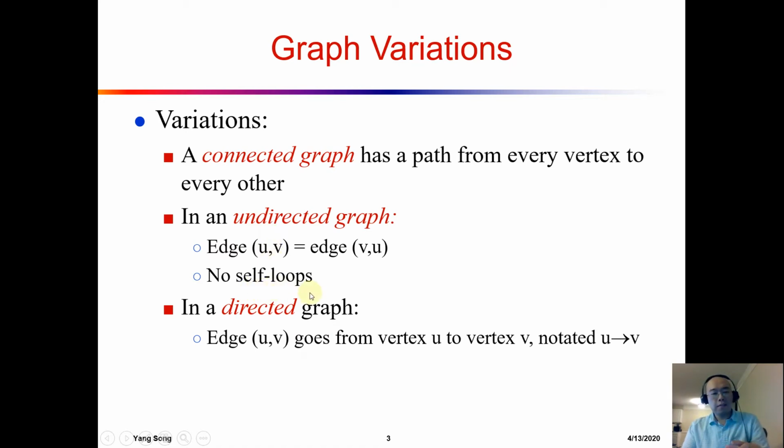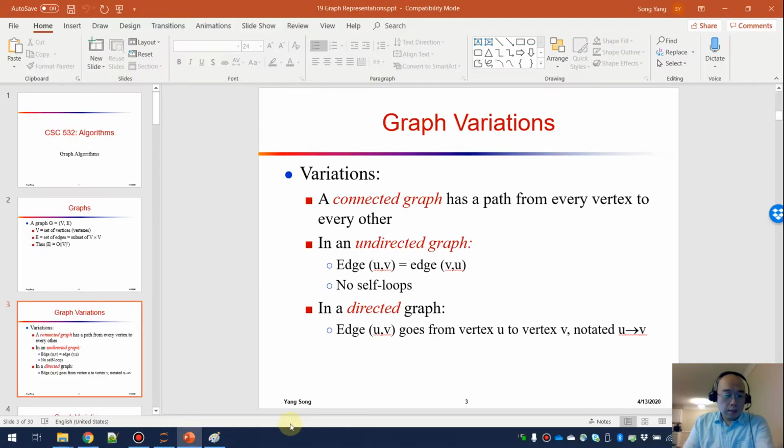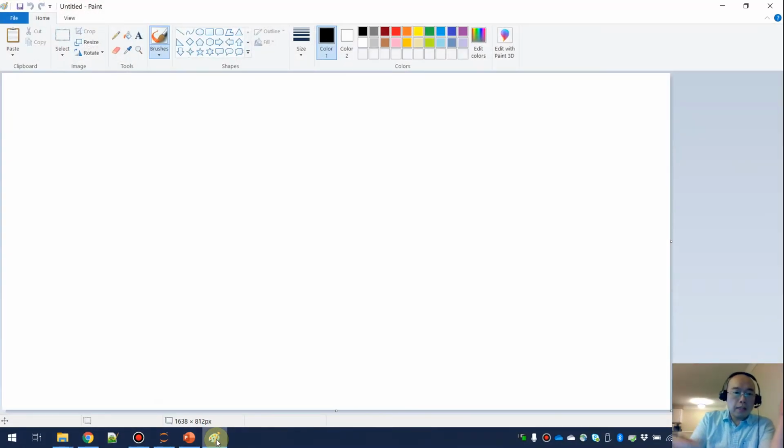And on the other side, how about a directed graph? For the directed graph, the edge U to V goes from the vertex U to the vertex V, and we note it as U to V. Okay, so if we want to draw that here, we have the node U and then the node V.